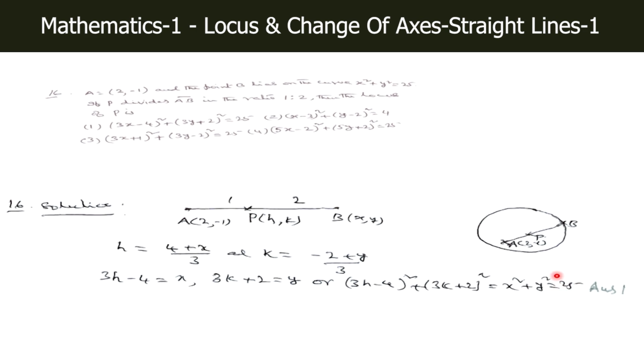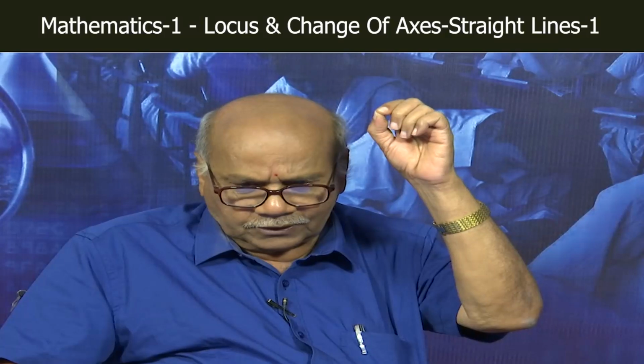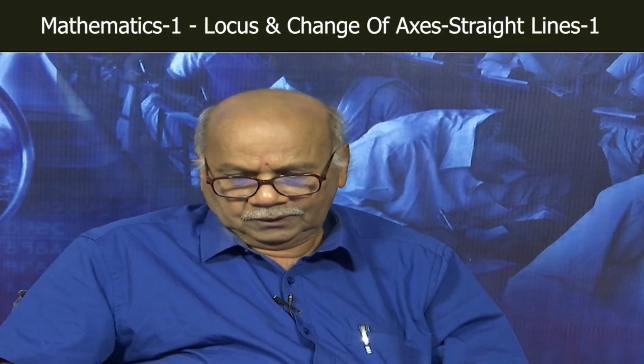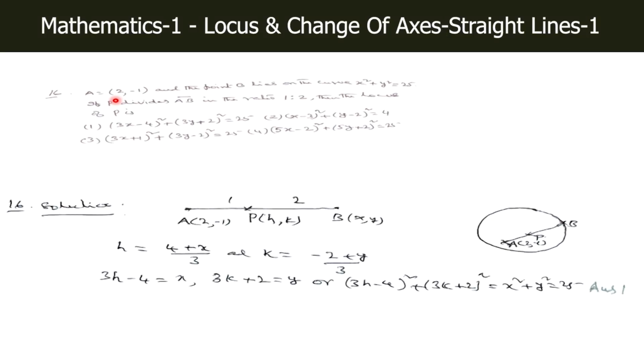Okay, but you are given that B lies on the circle x square plus y square is equal to 25. So, therefore, the answer is 1. Here the problem is A is fixed, B is moving on the circle x square plus y square is equal to 25. So, if B changes, P also changes. So, the locus of P is nothing but the equation given in option number 1.